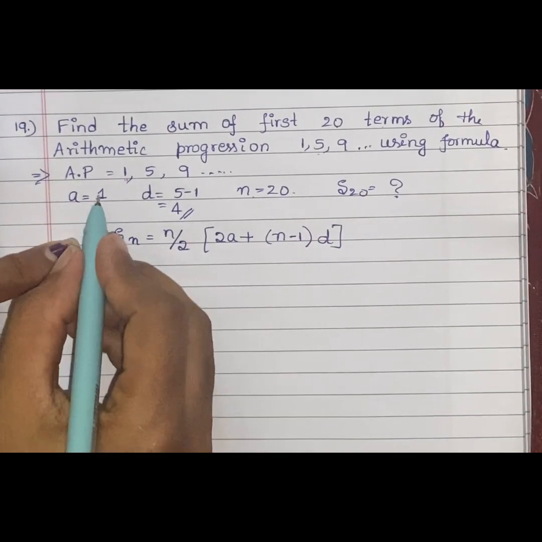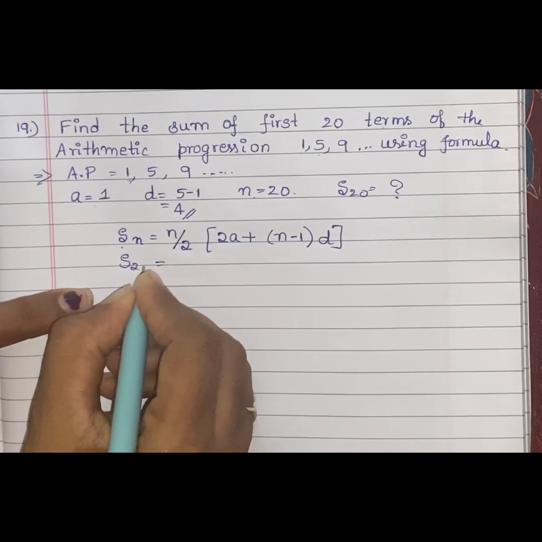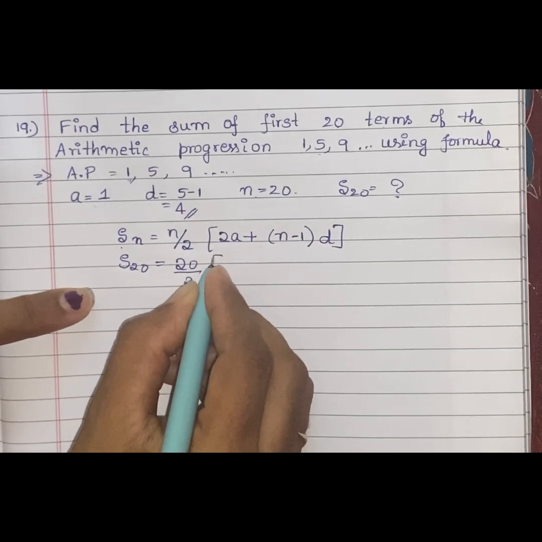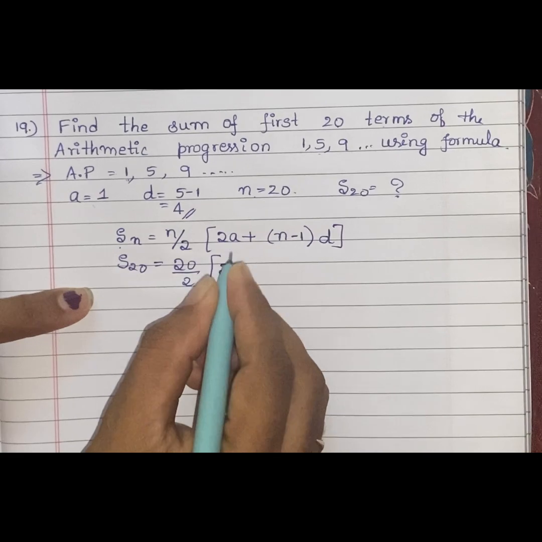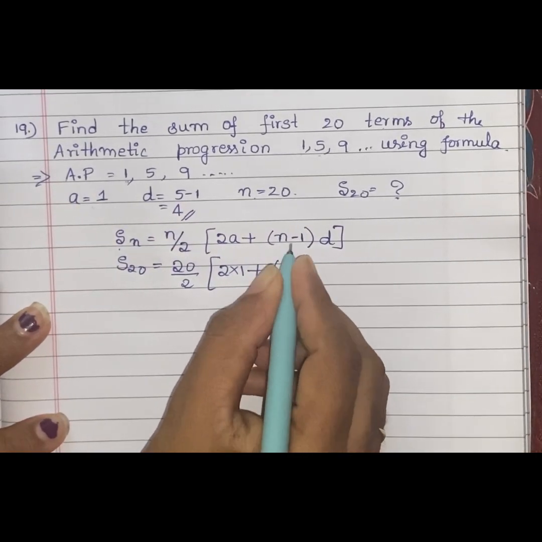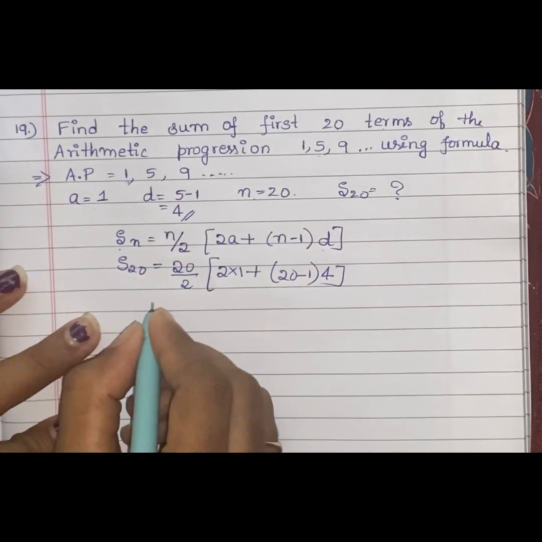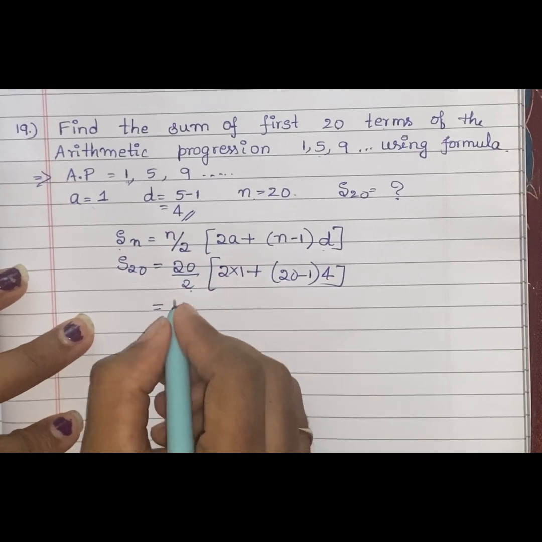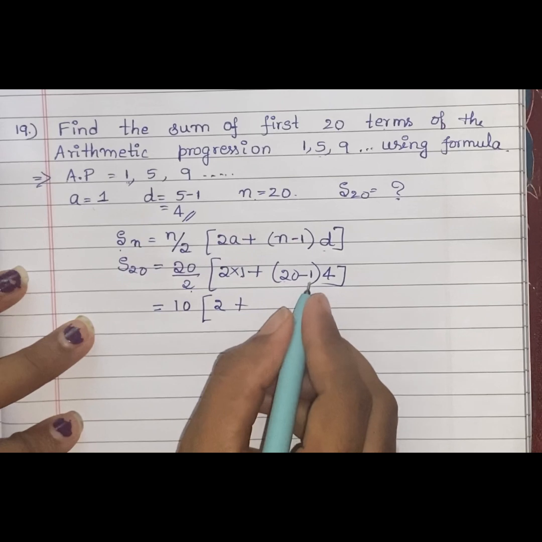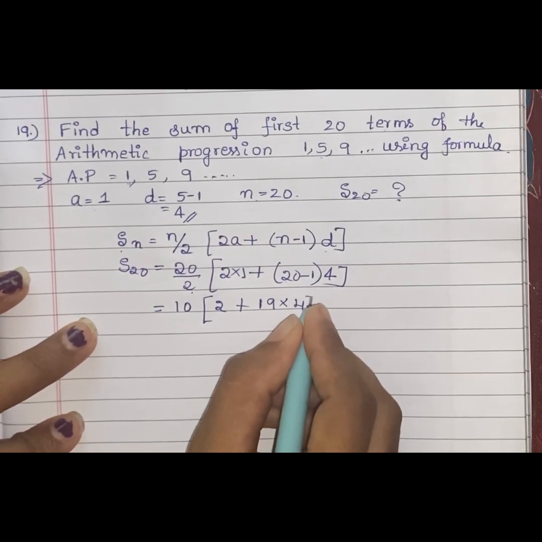Now I'll replace the given values in this formula. Sn is nothing but S20. N is nothing but 20 by 2. 2a, that is 2 into 1, plus n is 20 minus 1. D value is 4. Okay, now 2 ones are 2, here plus 20 minus 1 is 19 into 4.